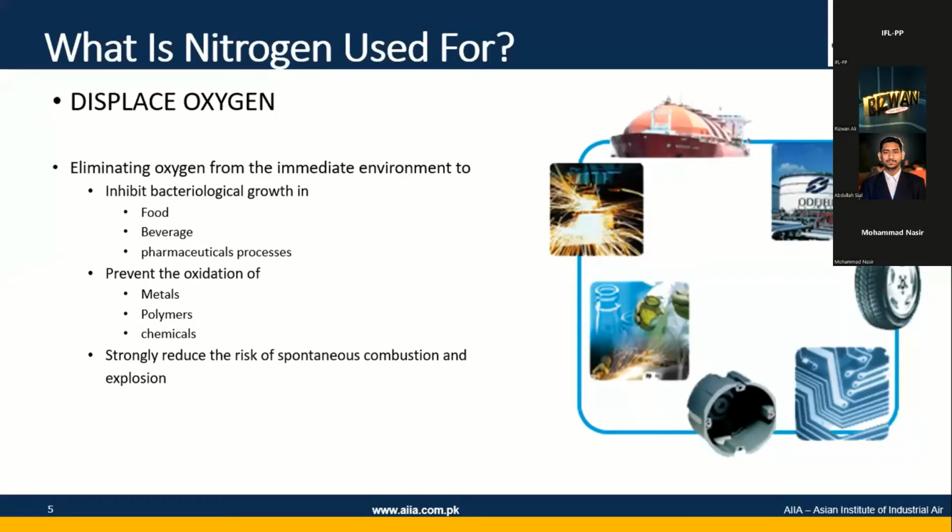Similarly, to prevent the oxidation of the metals, polymers, and chemicals, you need the nitrogen. And it strongly reduces the risk of spontaneous combustion and explosion. So when it comes to the oil and gas sectors, nitrogen is very important. It plays a key role as it prevents the risk of spontaneous combustions, explosions, or fires.